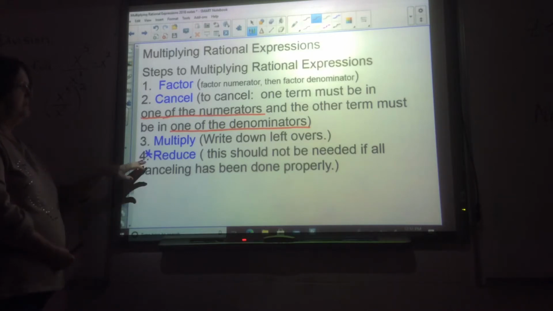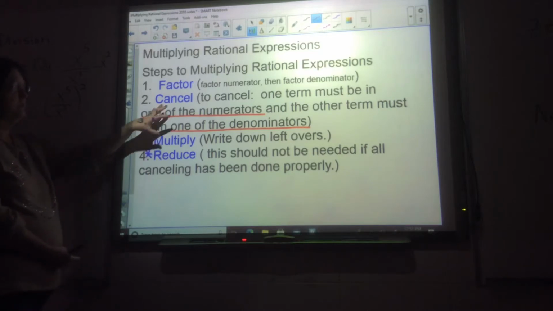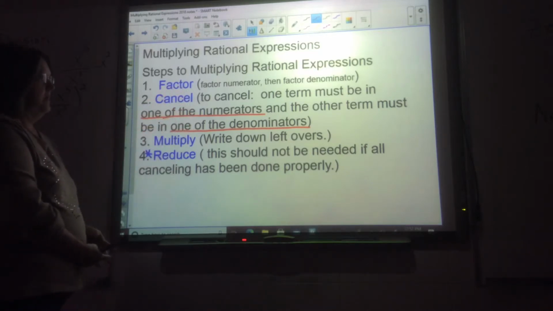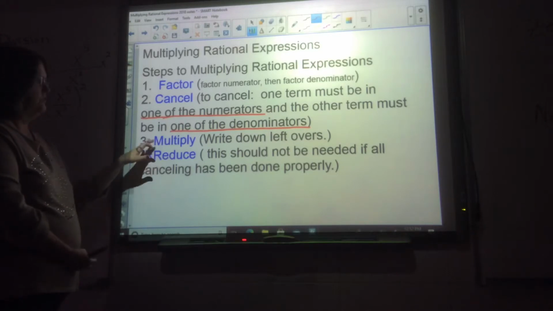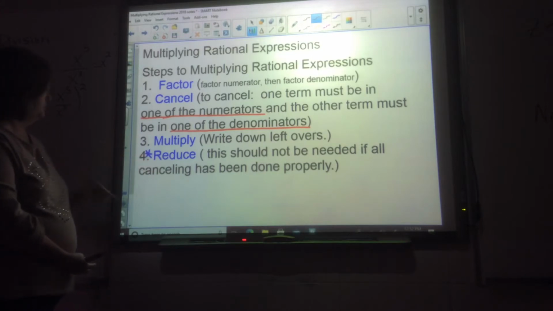Now, this is starred. It says reduce. You sometimes need to simplify again. That will be because you didn't do something here correctly. But sometimes you don't see it until you're down to this step right here. And this step's just here as a precaution to be looking and making sure that you did everything like you should.